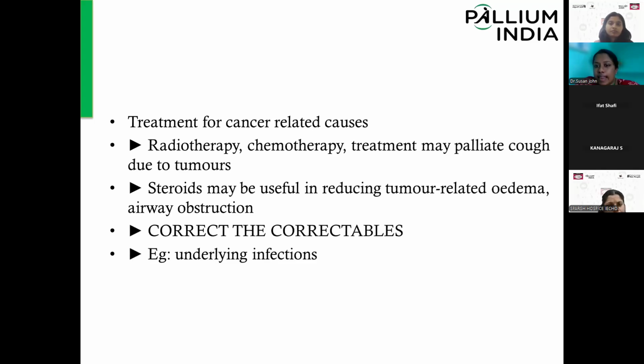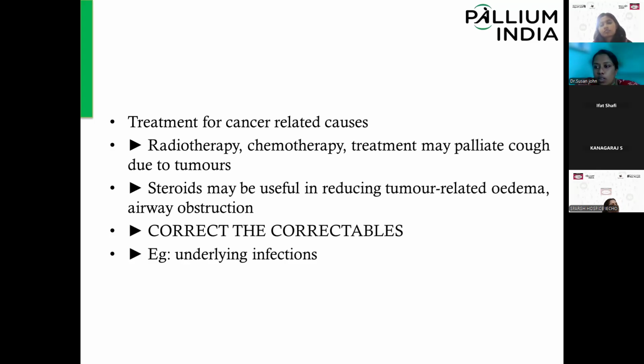Treatment for the cancer related causes: we can consider radiotherapy or chemotherapy, which may palliate the cough due to tumor. And we can use steroids. The mechanism of steroids is the same for all cancer related problems. It reduces peritumoral edema, and when airway edema decreases, it reduces airway obstruction. That itself relieves the symptoms.